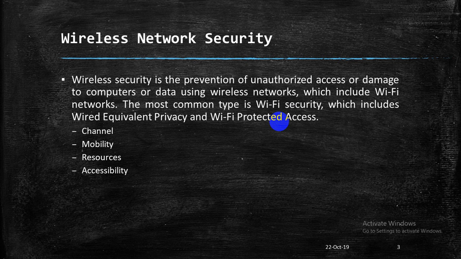Wireless network security. Wireless security is the prevention of unauthorized access or damage to computers or data using wireless networks, which includes Wi-Fi networks. The most common type is Wi-Fi security, which includes Wired Equivalent Privacy and Wi-Fi Protected Access. Features of network security: channel, mobility, resource accessibility.